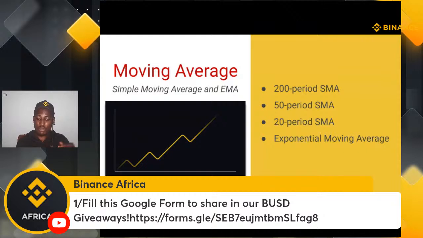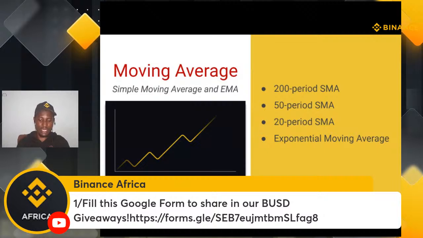So this is for long-term traders who want to identify up or down trends while also getting a great idea of the support and resistance levels. So the 200 period SMA is mostly used by long-term traders. It gives them the overview, the idea of where the market is heading, and also helps to identify strong support and resistance levels.